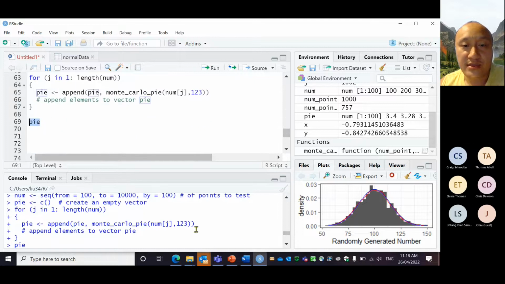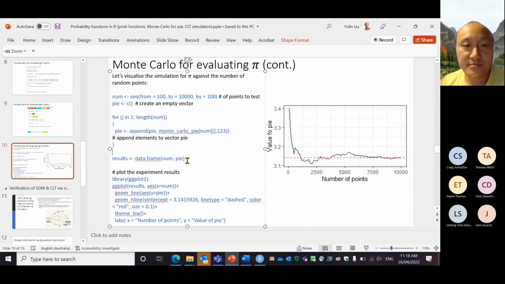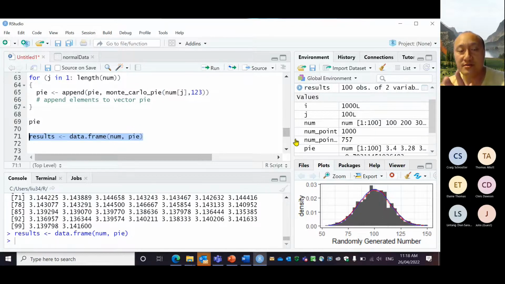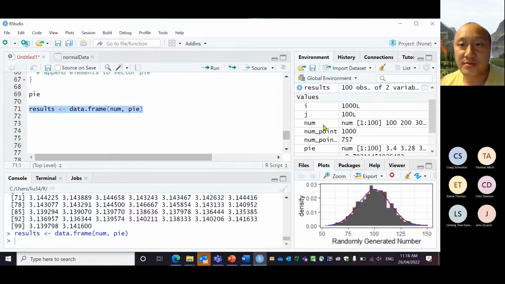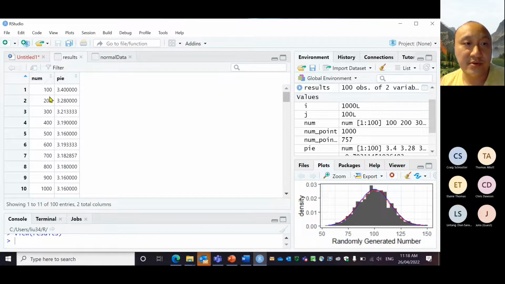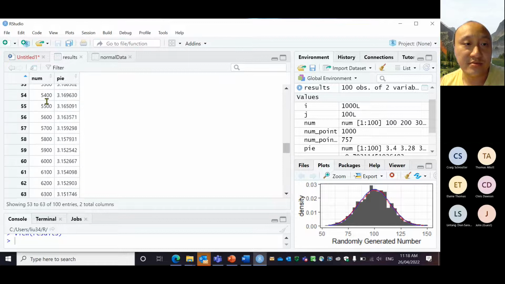And then we're going to create a data frame. We call this one results. Just combine the two vectors, the sequence and the pi vector, into a data frame. Have a look. That's the results data frame: the number of points in the experiment, and then the experiment result of evaluating pi. So we have 100 experiments here.